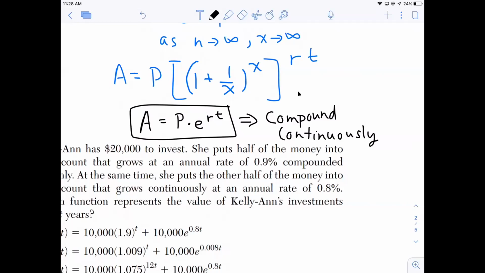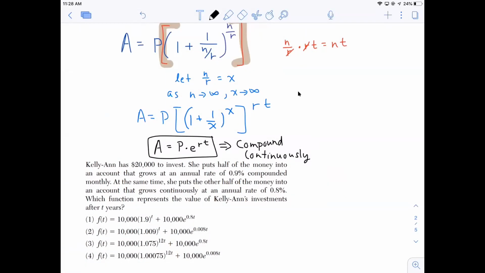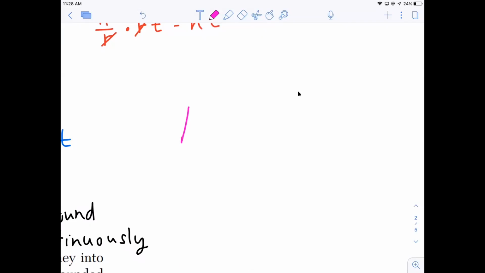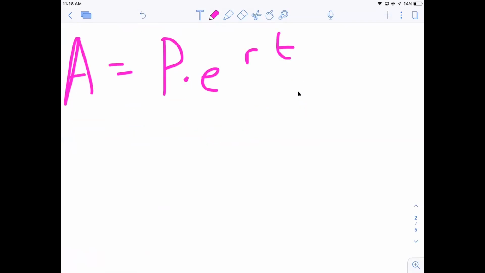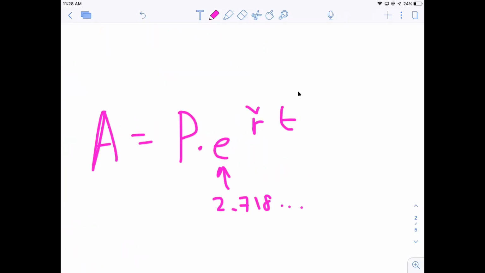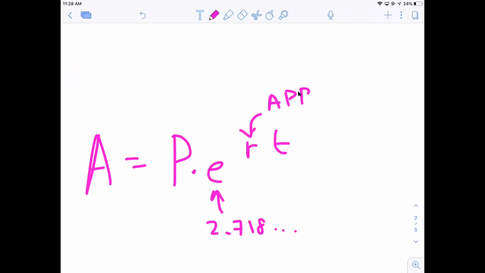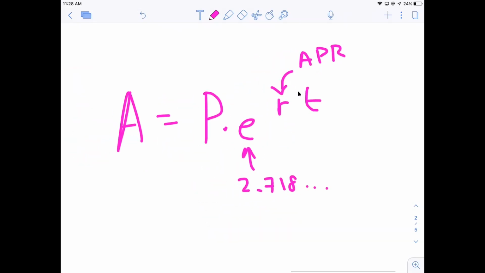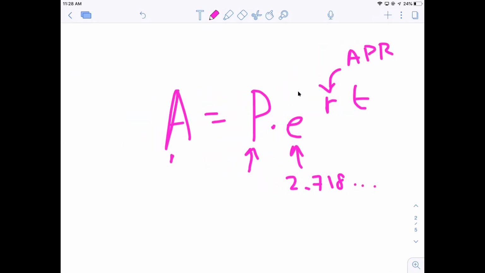Cool? All right, I guess that's cool. So that is our PERT formula. And just so you know, in this formula, everything is a variable, except for this letter E. That E is Euler's number again, that's a number, 2.718. So make sure you're not trying to plug something in for E. E is E. Again, R is our rate, that's going to be our APR, or nominal rate. T is time in years, P is the initial amount, your principal, and A is the amount you have after.